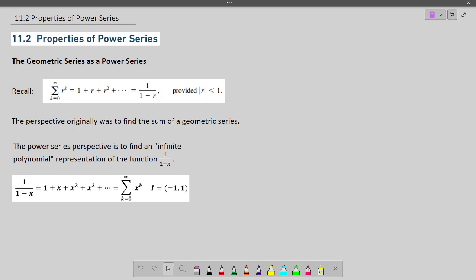So the first thing we're going to do is change our perspective on this statement right here. We did this in chapter 10. We started with this infinite series right there, and we found the sum of that infinite series to be this. In this chapter, we're going to change our perspective. We're going to say, okay, we've got these two things equal to each other. Let's imagine this as our starting function. Let's write it as a function, 1 over 1 minus x.